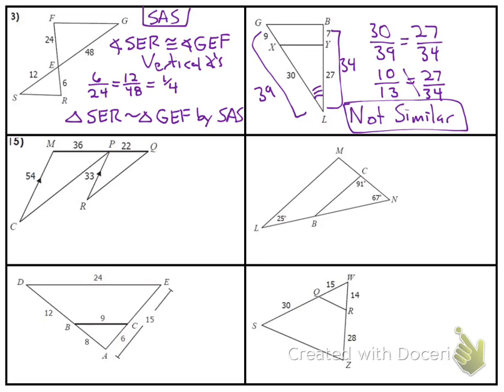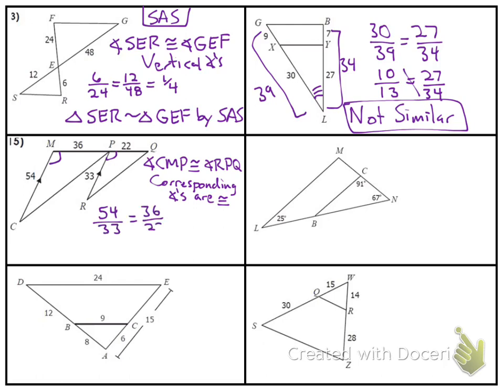Next problem. I have parallel lines and I have then corresponding angles. So angle CMP is congruent to RPQ because they are corresponding angles. Now, let's see what sides we have. And since I have those angles and I have two sets of sides, I'm probably looking to make this work as side, angle, side. So we're going to go 54 is to 33 as 36 is to 22.